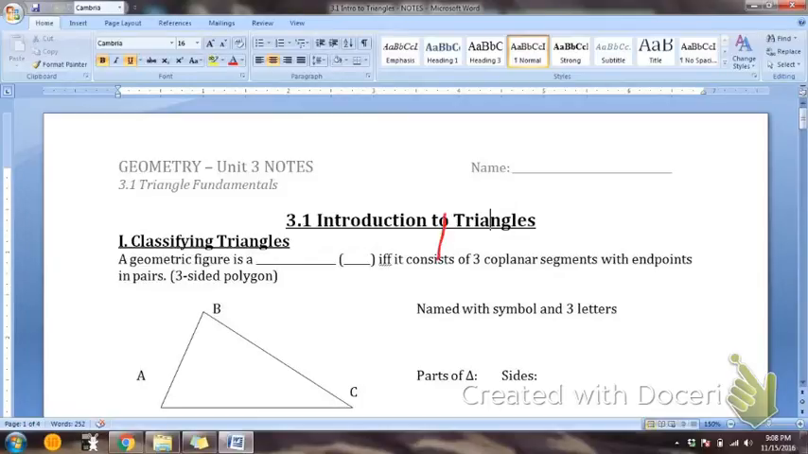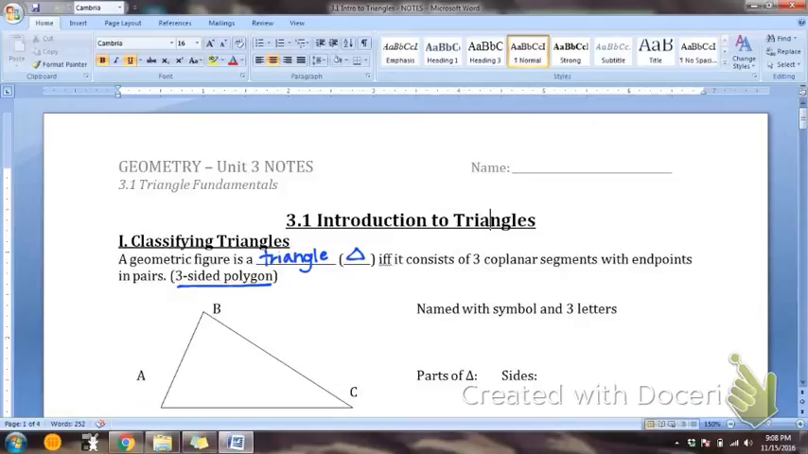In today's lesson we are going to talk about triangles. So I need you to forget that you already know anything about triangles, okay? We're going to say that a geometric figure is a triangle, that's your first blank there, triangle, and we're going to use the symbol for a triangle if and only if it consists of three coplanar segments with endpoints in pairs. So what this means is we have a three-sided polygon. We haven't really talked about the word polygon yet, but polygon means that it's an enclosed figure.